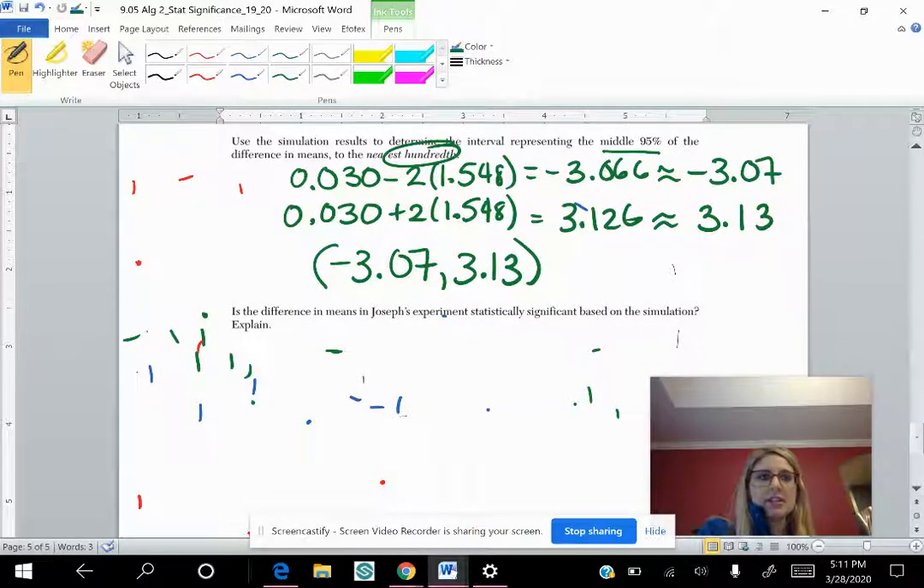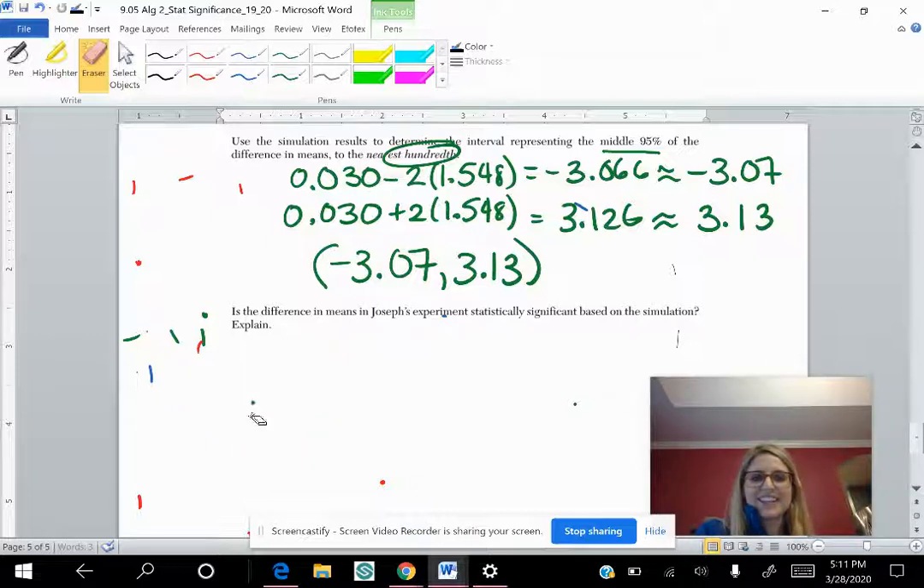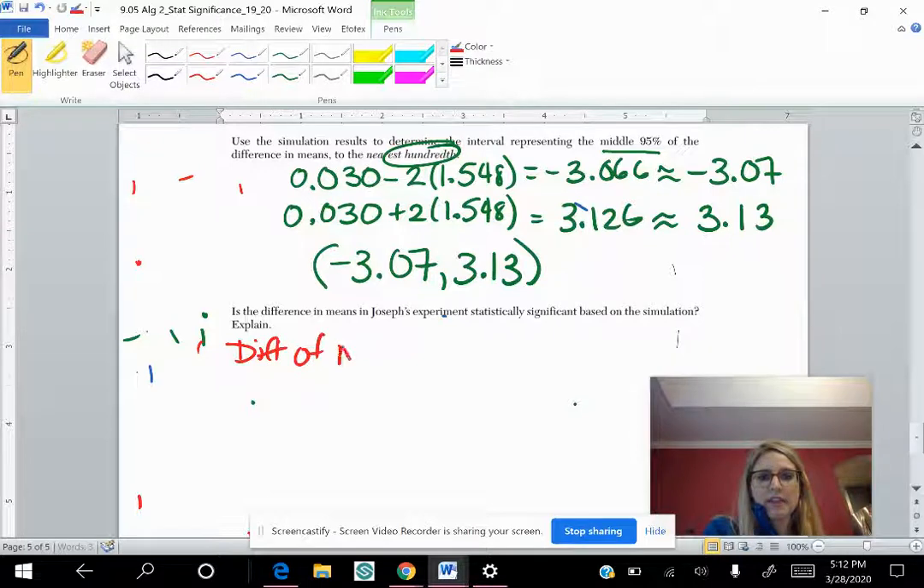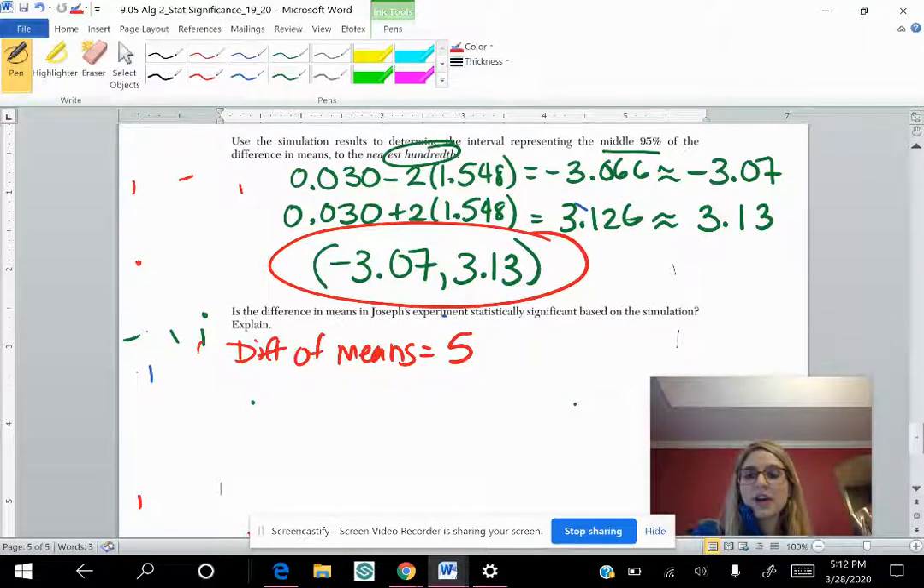Is the difference in means in his experiment, I don't know where all these little lines came from, the difference of means in Joseph's experiment statistically significant based on the simulation? Well, we got his difference of the means to be 5 earlier in the problem. So is 5 inside of this range of values? No, it's outside of that. So if this is your middle 95%, are we within that middle 95%? No, which means it didn't happen very often, which means it is statistically significant.